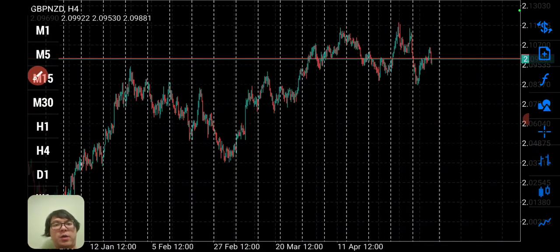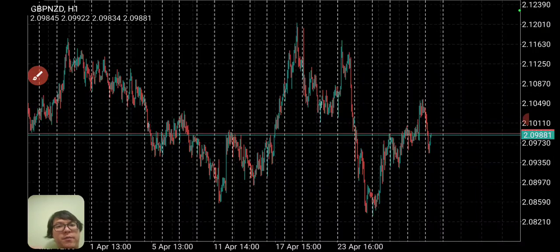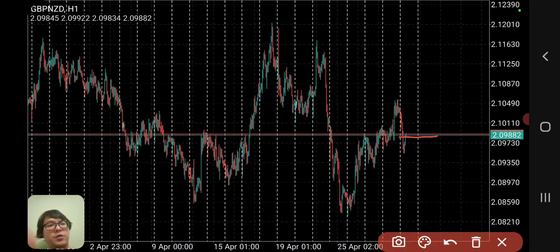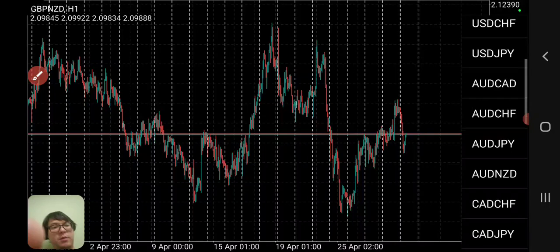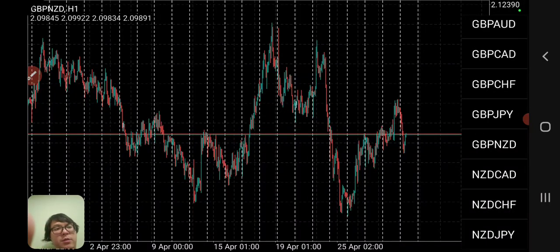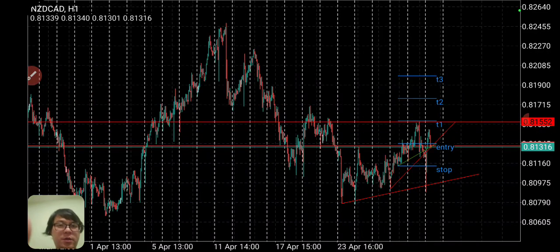And we are going to have entry, stop right here, target 1, target 2, 1 to 1, 1 to 2, qualified dimension 2 setup. Next one, New Zealand cat.